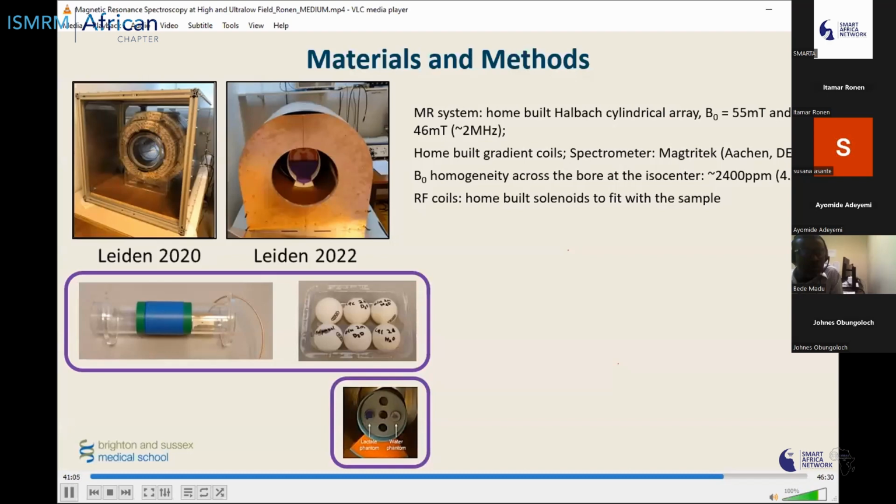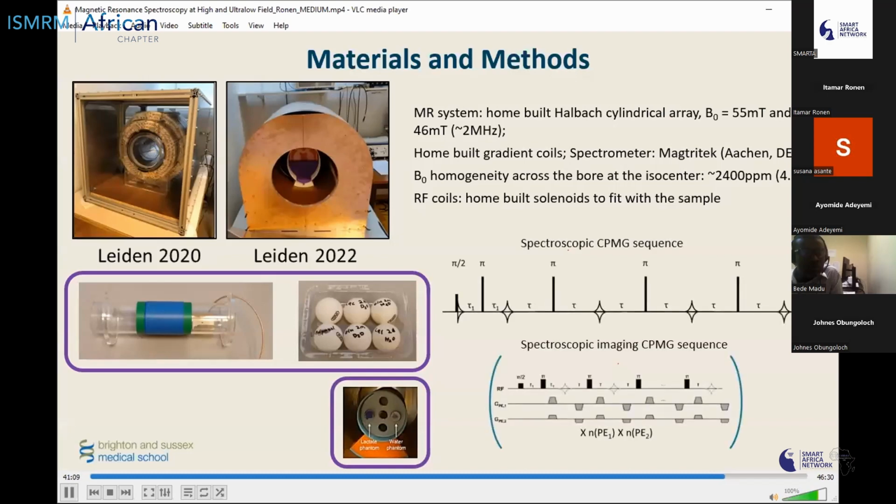We will also show some results in the phantom that I show here below, but essentially the sequence that we use is a very simple sequence. It's a Carr-Purcell-Meiboom-Gill in which we collect those echoes and we try to concatenate them and then see what kind of oscillations are present in those echoes representing the lactate molecule.